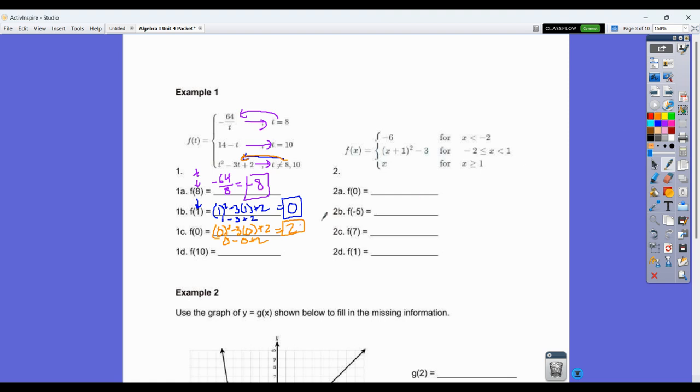And last but not least, f of 10. So the t value is 10. So t is not 8, t is 10. So this is the one I'm going to use here as this function. So I'm going to do 14 minus t, which t is 10. And that's going to give me 4. And so f of 10 is equal to 4. So that's the idea of what you're doing with these functions.